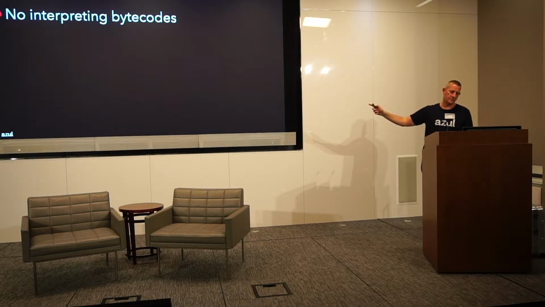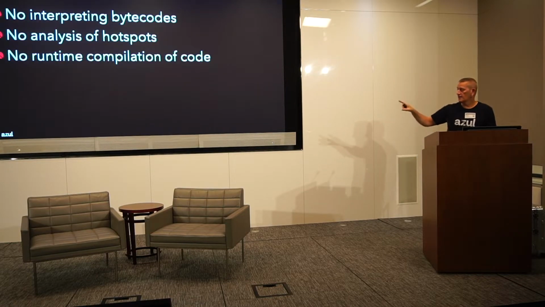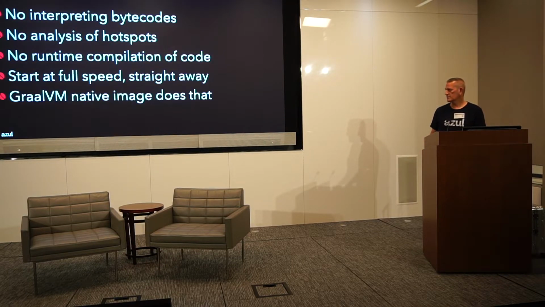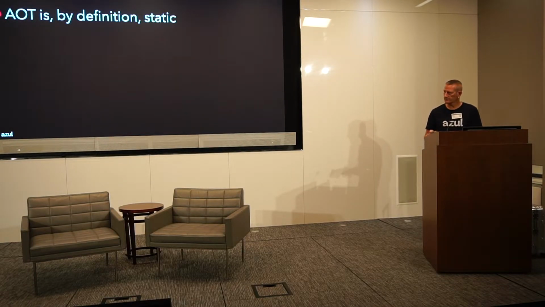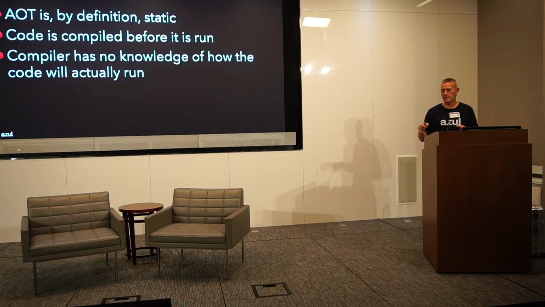So that you don't have to interpret bytecode if you use AOT, and you don't have to analyze hotspots if it's plain AOT. And there is no runtime compilation of code, and it starts at full speed straight away, which is great. And GraalVM native image does exactly that. So that means problem solved, right? Not so fast. AOT is by definition static. That means you have the code, you put it into the compiler, and that creates a native executable out of it, and that's it. So that means the compiler will compile the code before it is run, and that means the compiler has no idea what the code is really doing here, right?